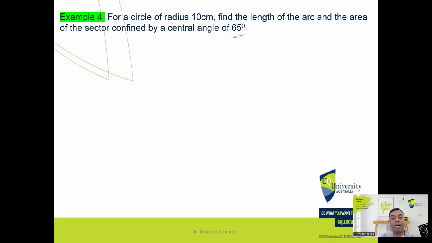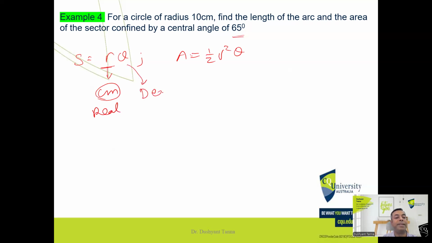So when I'm talking about, what do I need? S is equal to r theta, or A is equal to half r squared theta. My r is in centimeters, which is a real number, while theta is in a different system, in degrees. We can't multiply them, can we?